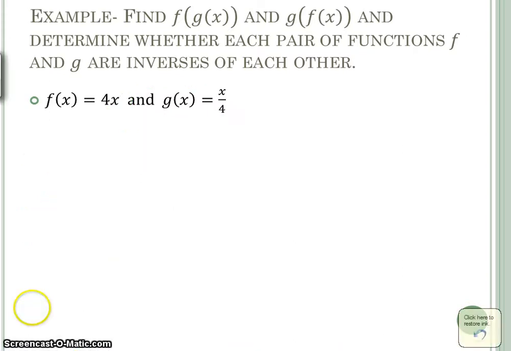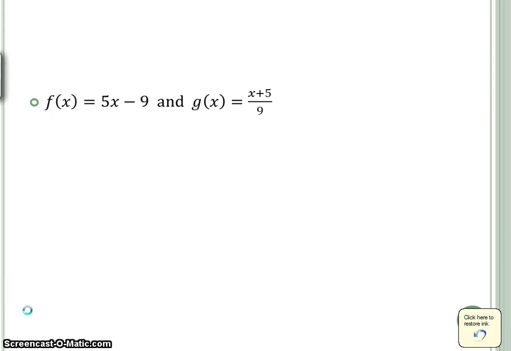Let's look at one that's a little bit more interesting. So we've got f of x equals 5x minus 9, and g of x equals x plus 5 over 9. Yes? You said the answer will always be x. If they're inverses of each other, yes. If you get anything other than x, that means they're not inverses. So if the first one doesn't equal x, you can just stop there. Correct, because they both have to work. Okay.